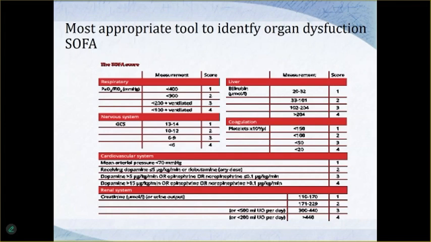Then your central nervous system functions are assessed with the GCS, and it also gives you a score of 1, 2, 3, 4. Then comes your clotting profile, the platelet count, score of 1, 2, 3, 4. Bilirubin levels assess the liver functions, and the cardiovascular system is assessed with the mean pressure and the amount of inotropes used to hold the blood pressure at that. The last one is the renal functions, assessed with the creatinine levels and the urine output.